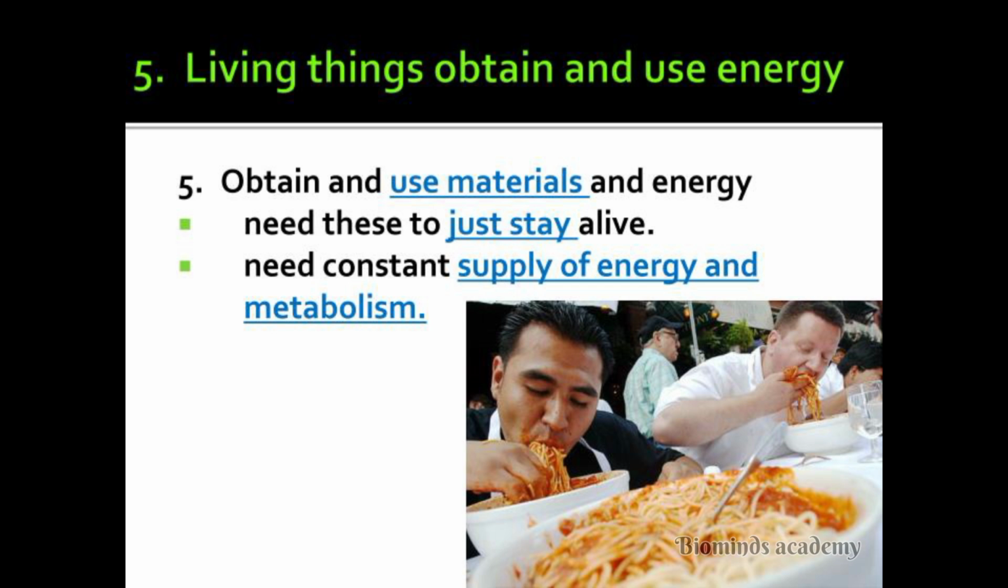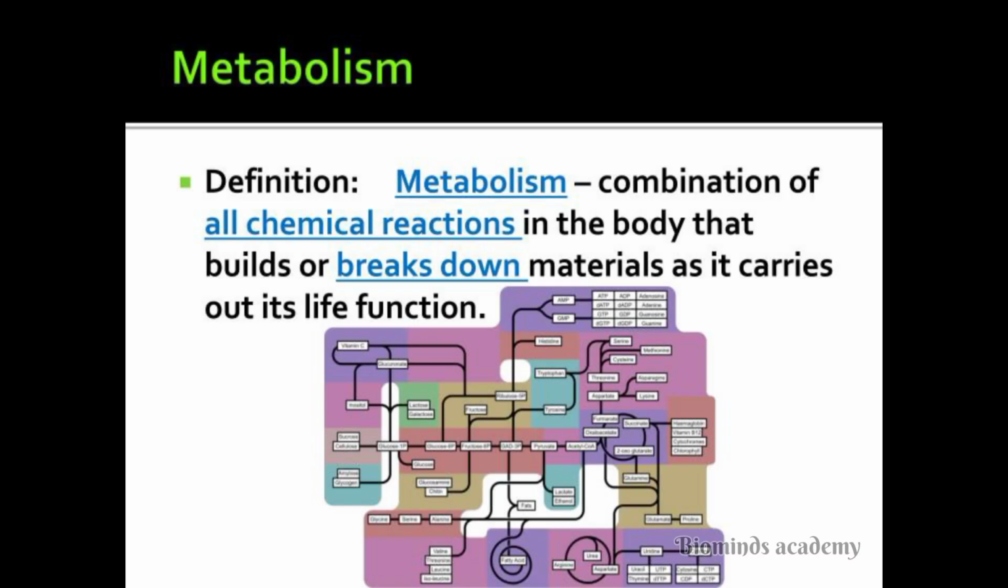Organisms obtain and use materials and energy because they need them to stay alive. They need a constant supply of energy, and metabolism. Living organisms carry out various biochemical reactions to maintain life, which includes converting nutrients into energy and building materials for growth and repair. These processes are collectively known as metabolism and include both anabolic and catabolic pathways. Anabolic means building up, and catabolic means breaking down.